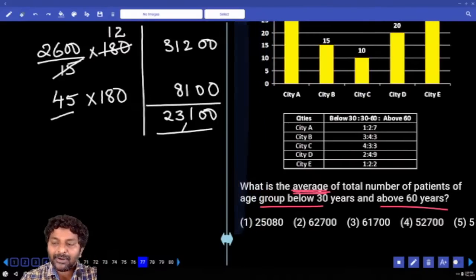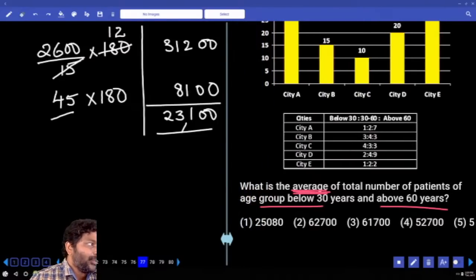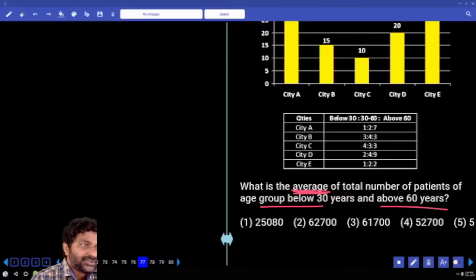So when they are talking about average, how many cities are there? Do we have to consider it for all cities? Is this question about all cities or only a particular city? So we have to take all cities, right? And they're also talking about.